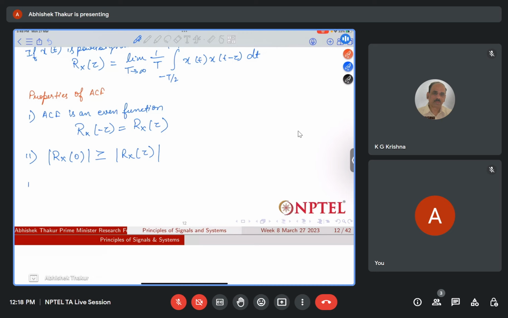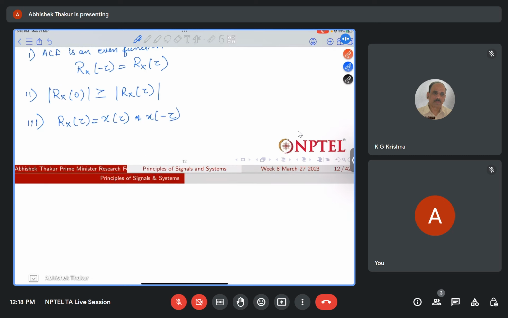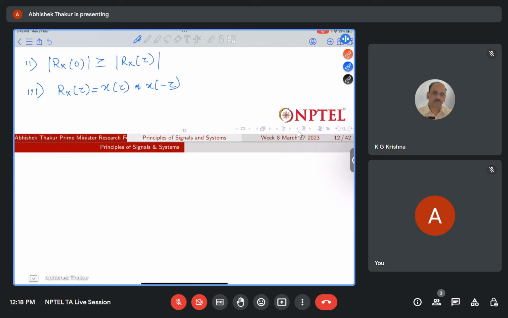The third property: whenever we do the convolution of a signal with its time reversal, it gives the autocorrelation function. Rx(tau) is equal to x(tau) convolved with x(-tau). So these are three properties, and the fourth property we can also see.